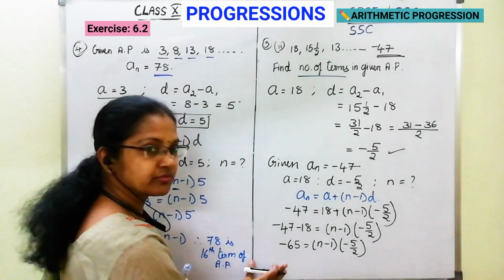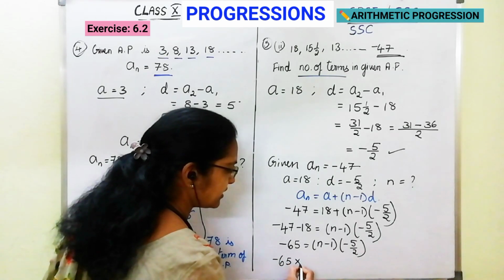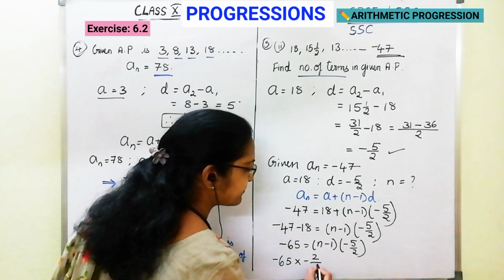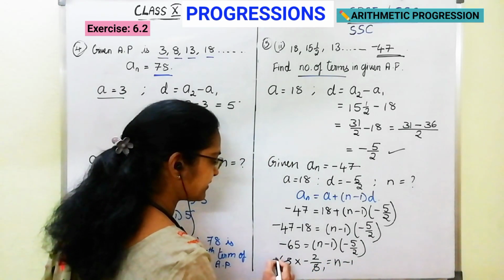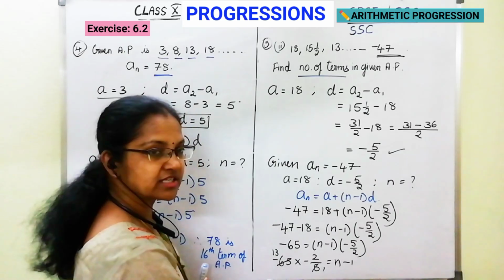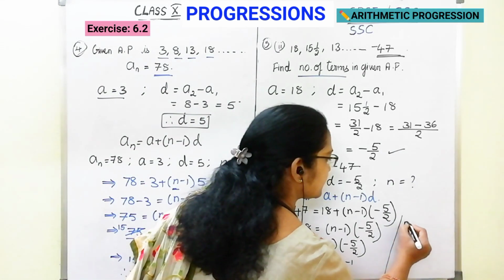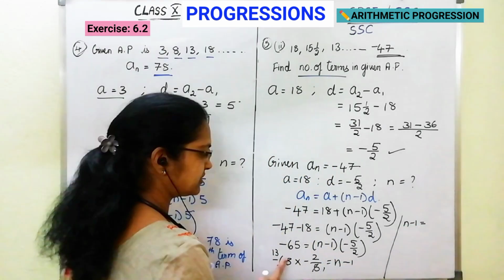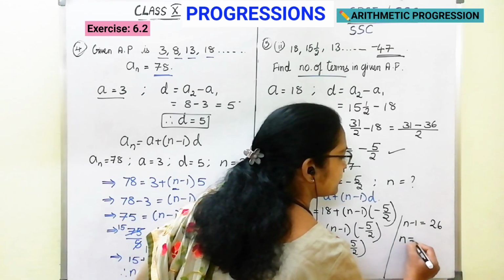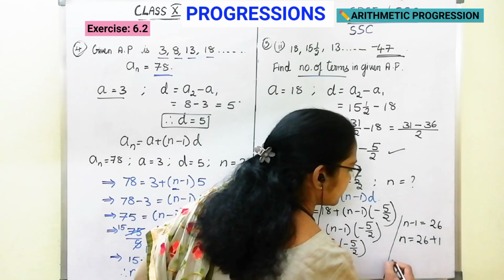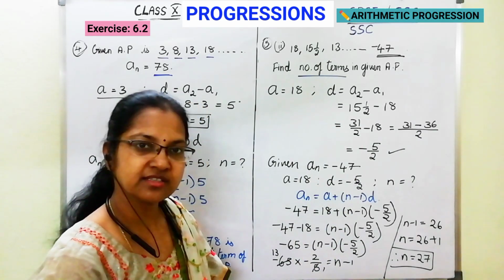When minus 5 by 2 goes to the other side, it becomes the reciprocal. Minus 65 into minus 2 by 5 is equal to N minus 1. 5 13s are 65, and minus into minus becomes plus. Therefore, we can take it as N minus 1 is equal to 13 2s are 26. So it is plus 26. N is equal to 26 plus 1. Therefore, N is equal to 27. There are 27 terms in this given AP.